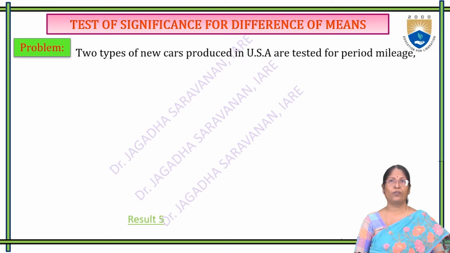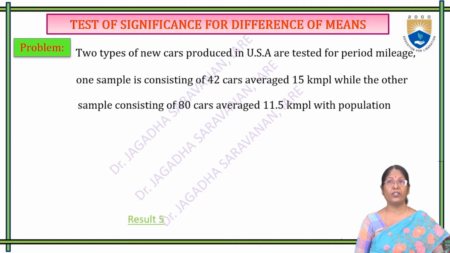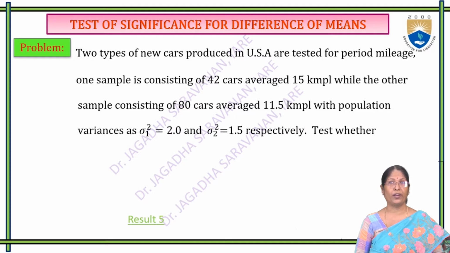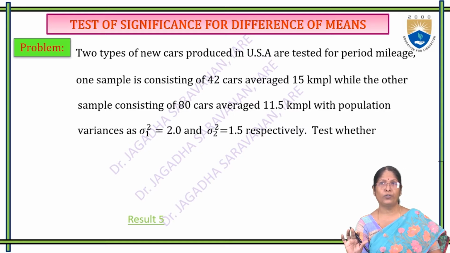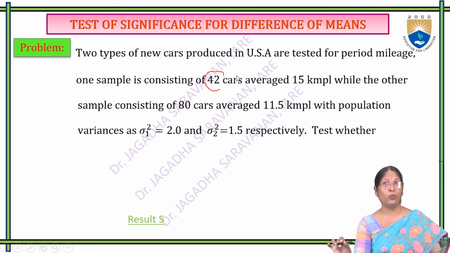So the next problem we can focus on, that is, two types of new cars produced in USA are tested for petrol mileage. One sample consists of 42 cars, averaging 15 kilometer mileage, while the other sample consists of 80 cars, whose average mileage is 11.5 kilometer, with population variance. Yeah, first, two samples are there. That is, one sample has 42 cars. Our N1 is ready. Yes, our X1 is also ready.